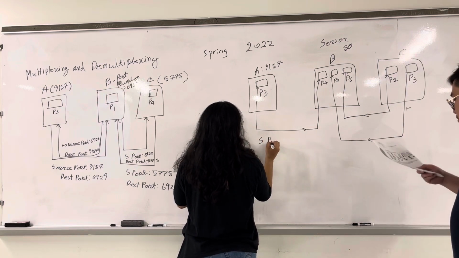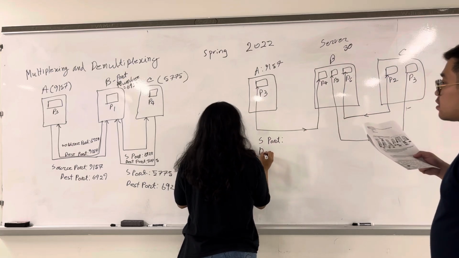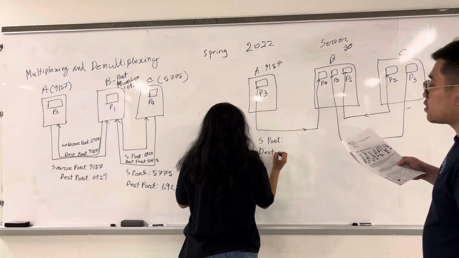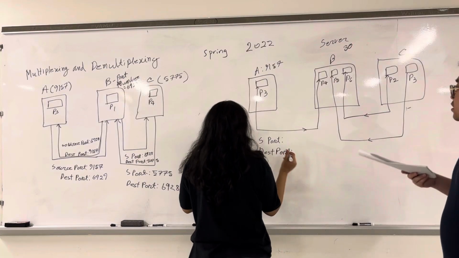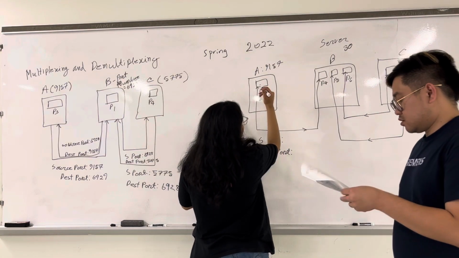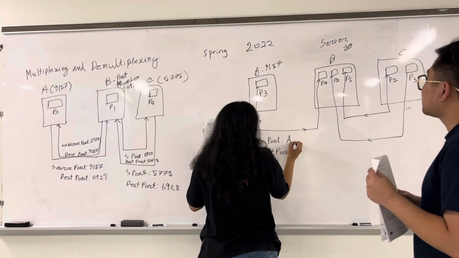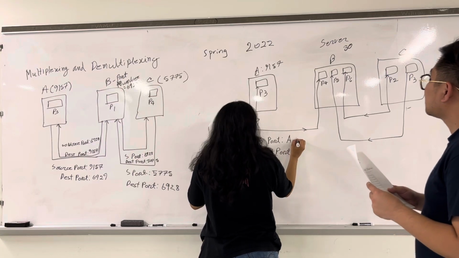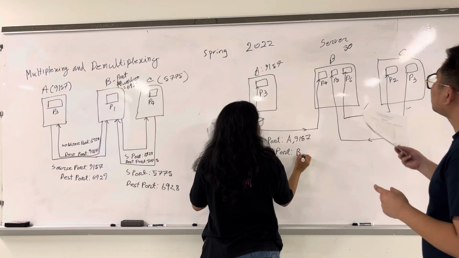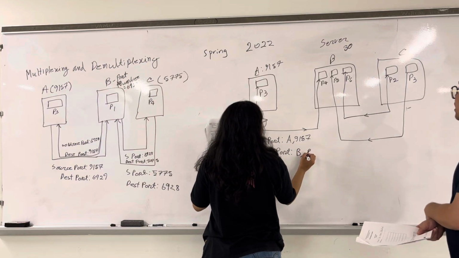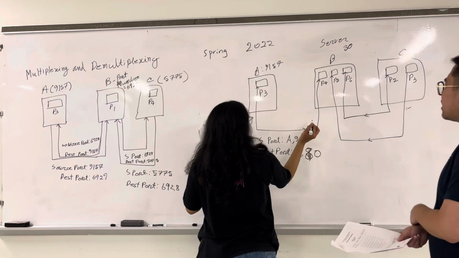So for TCP we have to give the IP address plus the port number. So the source IP address is A. We don't have the actual IP address, but it is A. And the source port is 9157. The destination is B, which is 80.